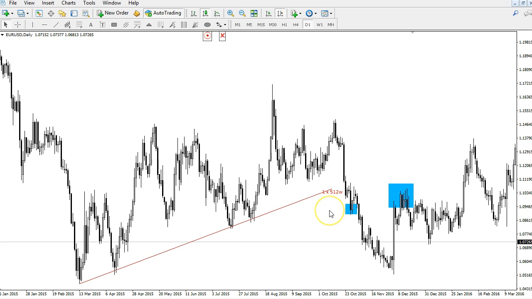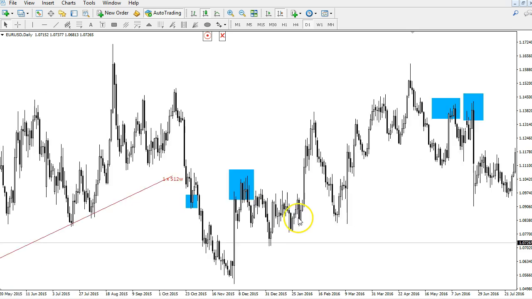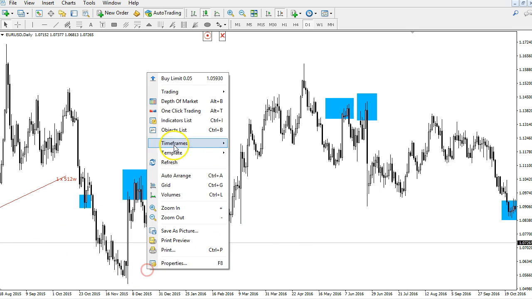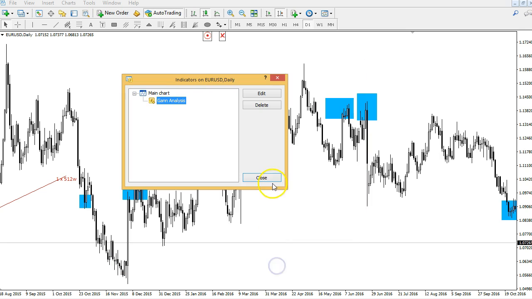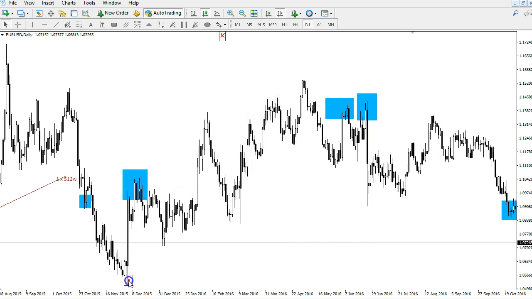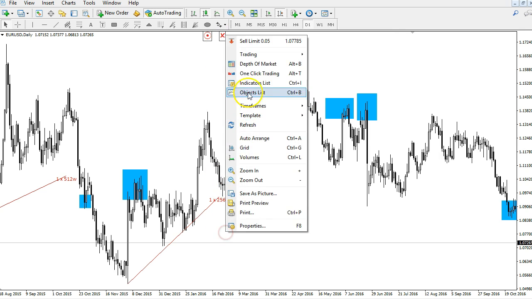I cut the line to avoid misjudging in the future. This is from this high, you can see that the reaction is at 512. If we come from this low and we put 256, which is half of 512, on the chart, we can see that we have the first reaction at 256.